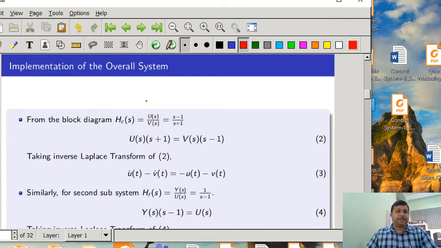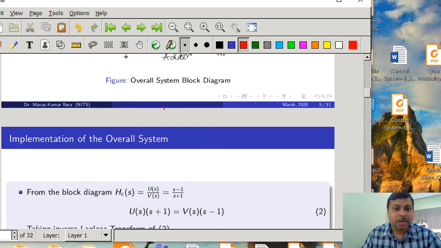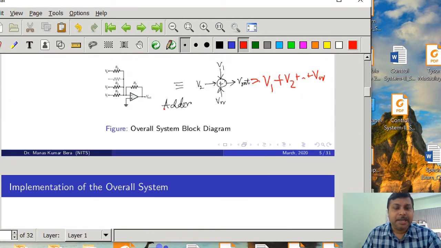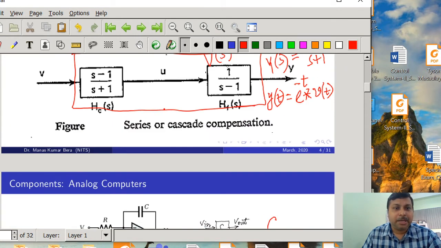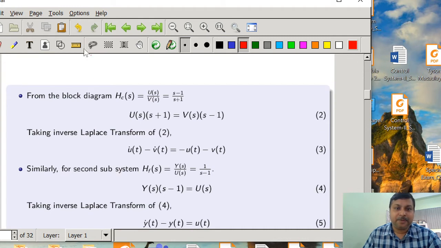That's why we have considered HC(s), that is the ratio of U(s) by V(s). Actually, I made a mistake here. HC(s) is, yes, it is correct, U(s) by V(s). Sorry, it is correct. So U(s) by V(s) is (s minus 1) by (s plus 1).